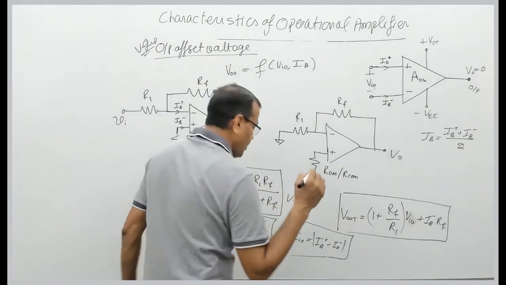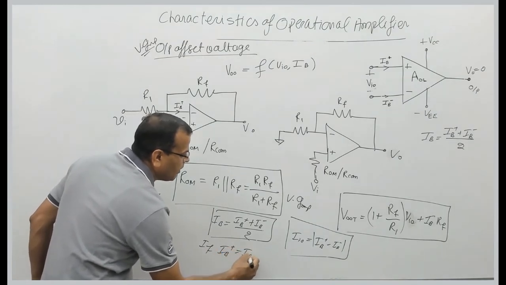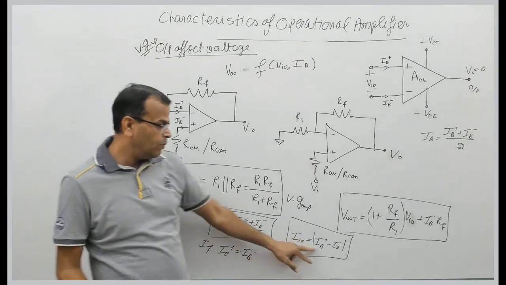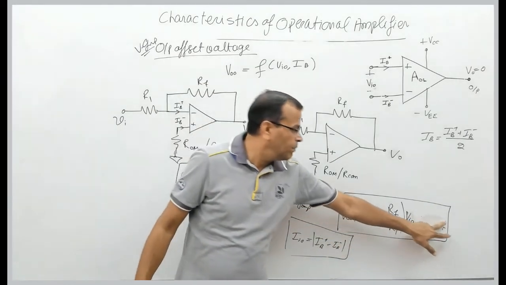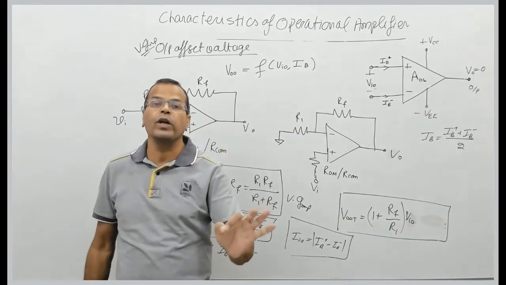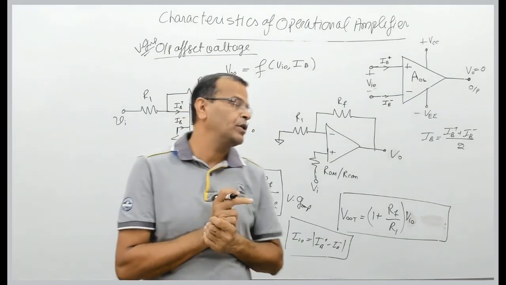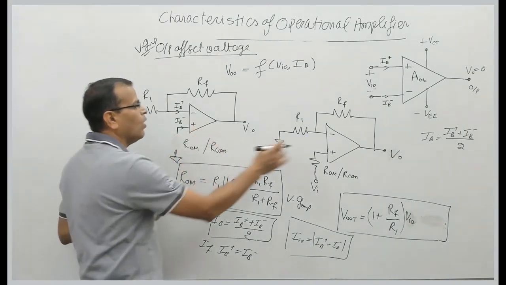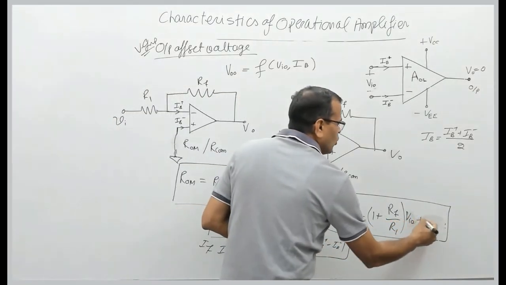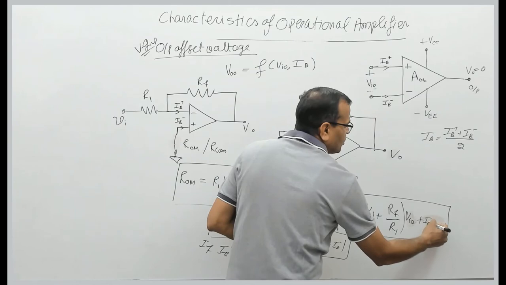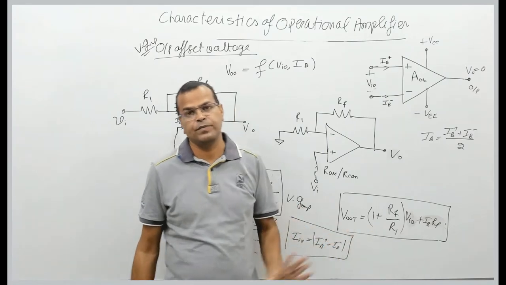But there is a condition: if the bias currents are the same for both the terminals, then input offset current becomes zero. In that case, the output offset voltage will be simply because of input offset voltage only. I hope the concept is clear. I repeat, please understand, there can be numericals based on this. If there is no offset minimizing resistance, then the total output offset voltage is this, that is bias current into RF. This remains present always. That is one.